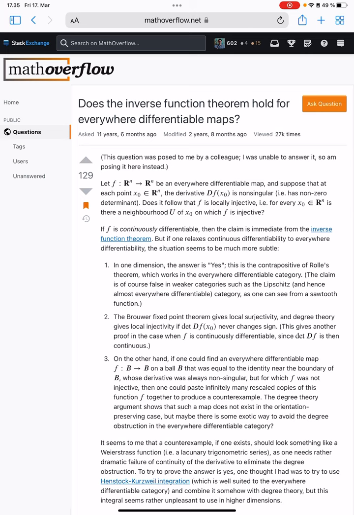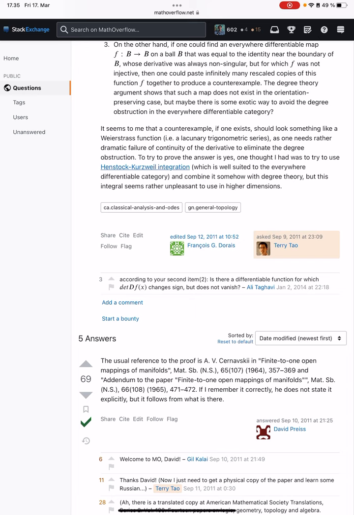Guess who has answered this question on such a maybe topic that everyone knows? Terence Tao, the most prominent mathematician probably alive today. If Terence Tao takes the time to not just brush aside something about the inverse function theorem, why should you?